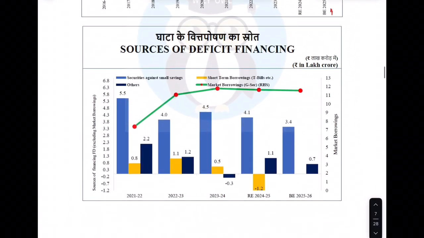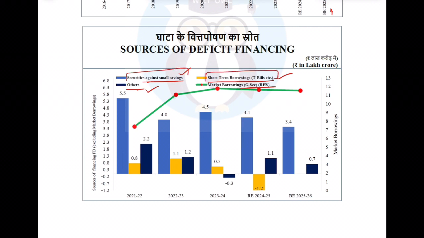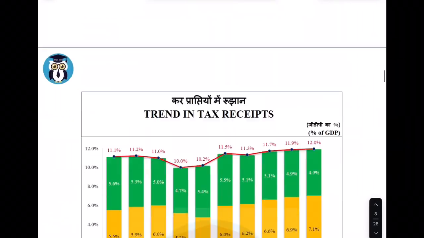Now the sources of deficit financing, how we are financing that deficit. So security against small savings, short-term borrowing, then market borrowing and others. So just look into these terms. How we are financing the deficit: mainly market borrowing, short-term borrowing, and security against the small savings.